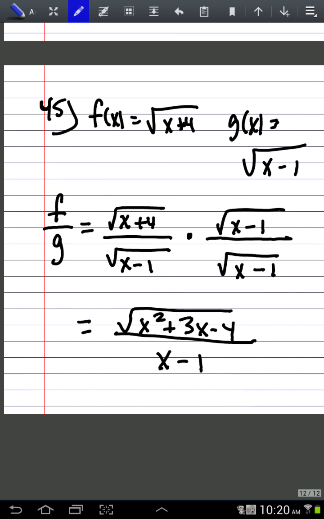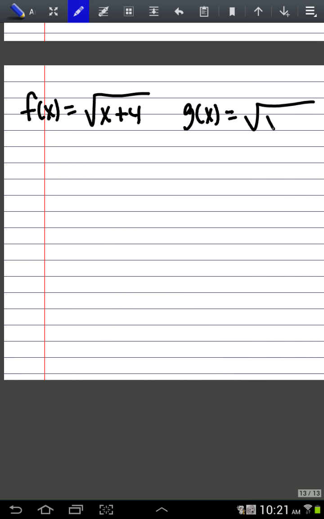Now, let's look at the domain. Let me write down my functions again. Help me out, what were they? F of x is the square root of x plus 4, and G of x is the square root of x minus 1. Okay, thank you. Now, when it comes to the domain, I don't have to pay attention to any of the work. All I have to do is pay attention to the functions.